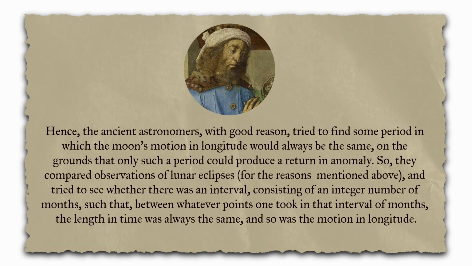And they seem to have found one with a period of 6,585 and a third days, just over 18 years. Today, we call this period the Saros cycle. In that period of time, the moon seems to go through an integer number of returns in latitude, anomaly, and lunar phases. Let's first consider the lunar phases that I just mentioned.